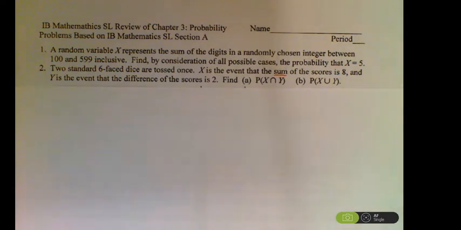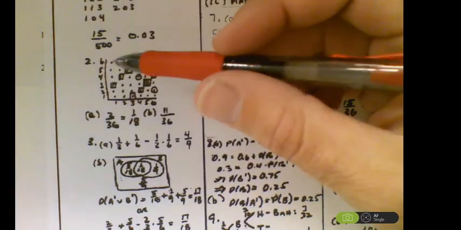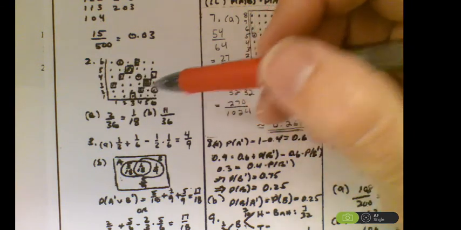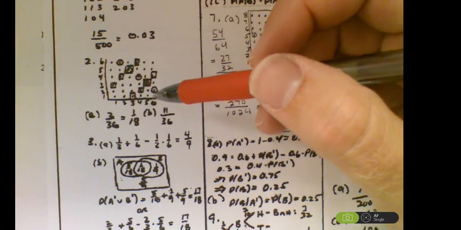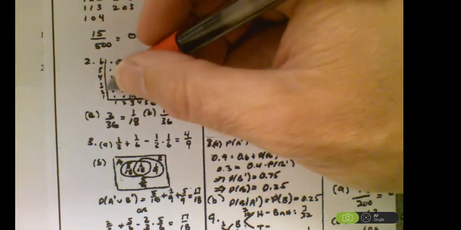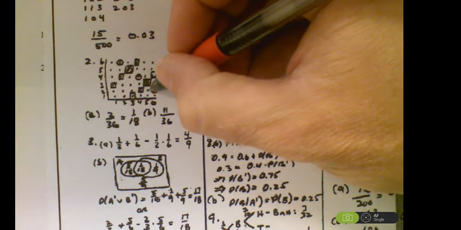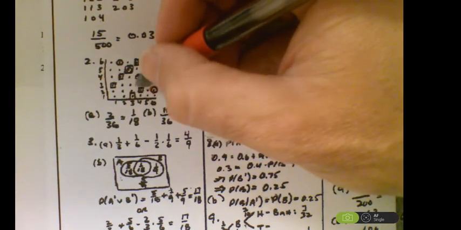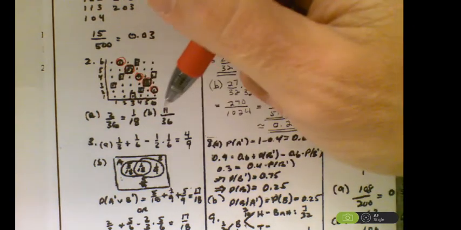Let me show you one that's already been done for us here. So here's the one for this. Think of this as one of the dice, and this would be the other die. If we're looking for cases where they have a sum of 8, and cases where they have a difference of 2, on this one, if we find our sums of 8, you've got the 2, 6 right there. You've got the 3, 5. We've got the 4, 4. You've got the 5, 3. And you've got the 6, 2. So you've got 5 cases where the sums are 8.